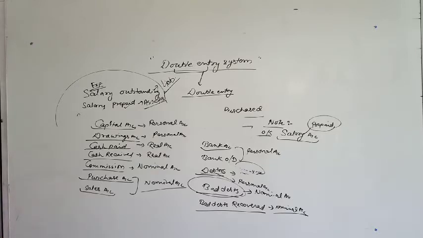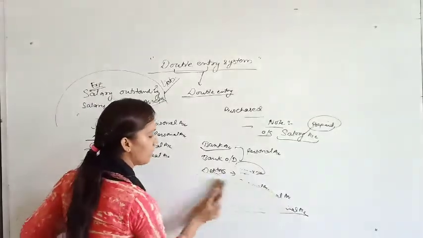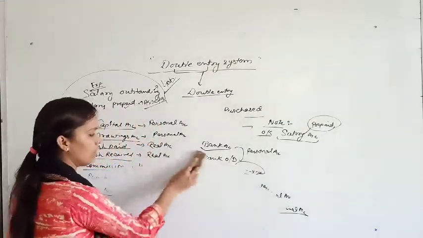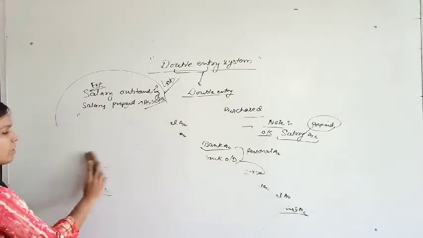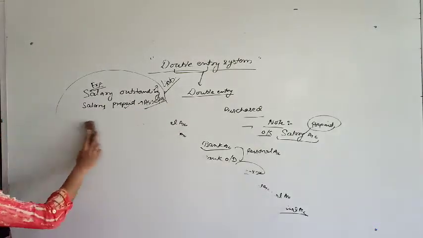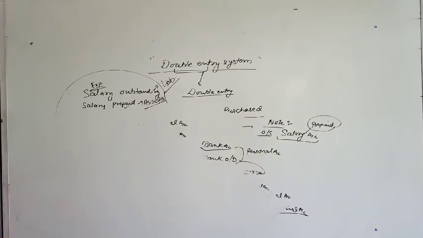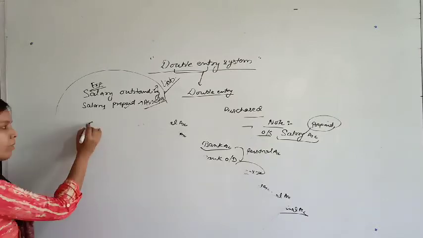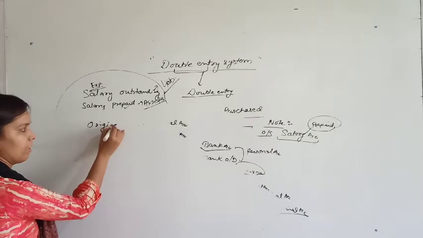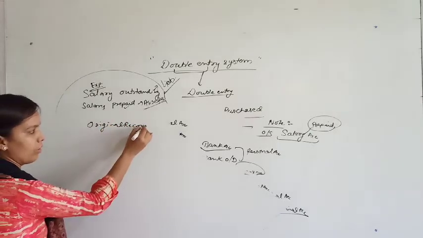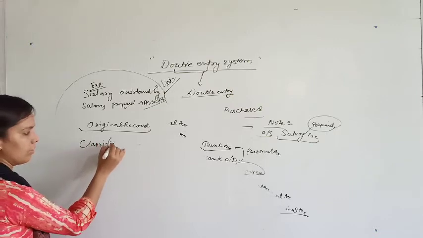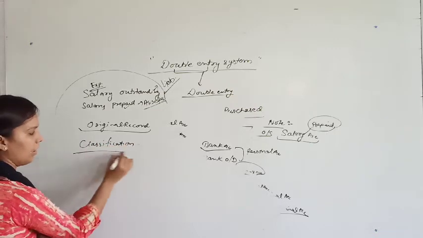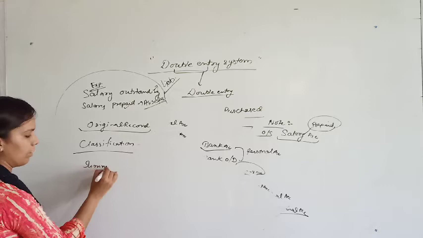Okay. Now let's talk about the stages or parts of the double entry system. What will be the stages? That is, how the transactions are recorded, or in which book these are first recorded. Like first it will be original record, second will be classification, and third summary.